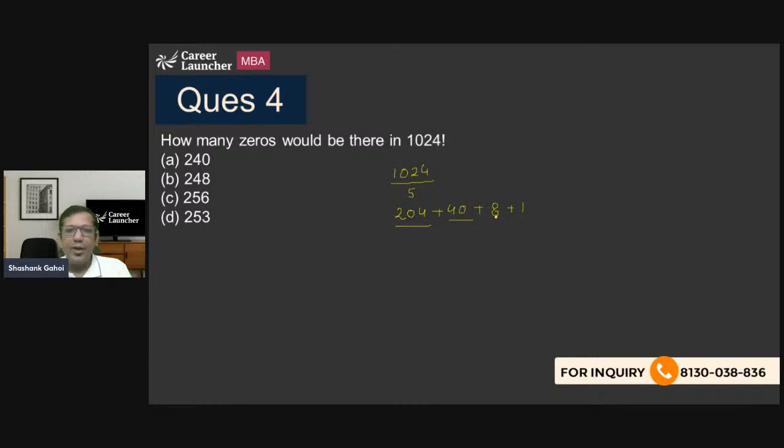Then 40 divided by 5 is going to give us 8. 8 divided by 5 is going to give us 1 point something, which is going to be 1, and after that every value is going to be 0. So this sum comes out to be 253. So what is the highest power of 5? That is 253. So what is the number of zeros? That is going to be 253. So the answer of this question is going to be option 4.